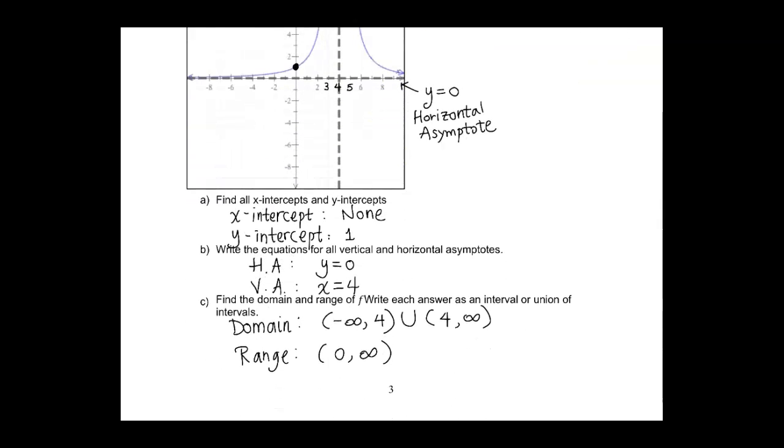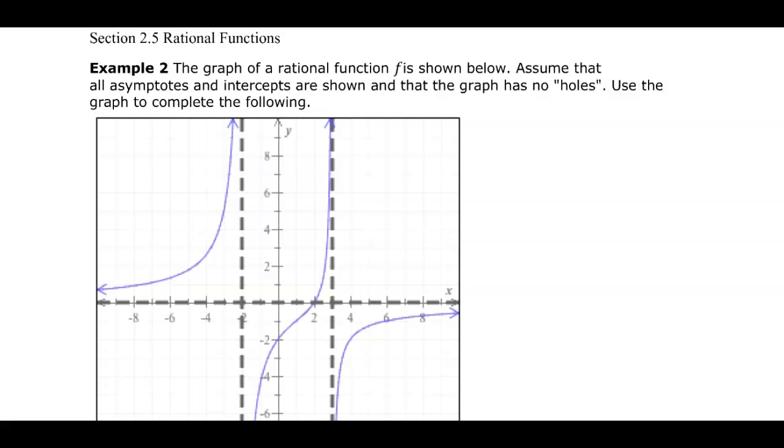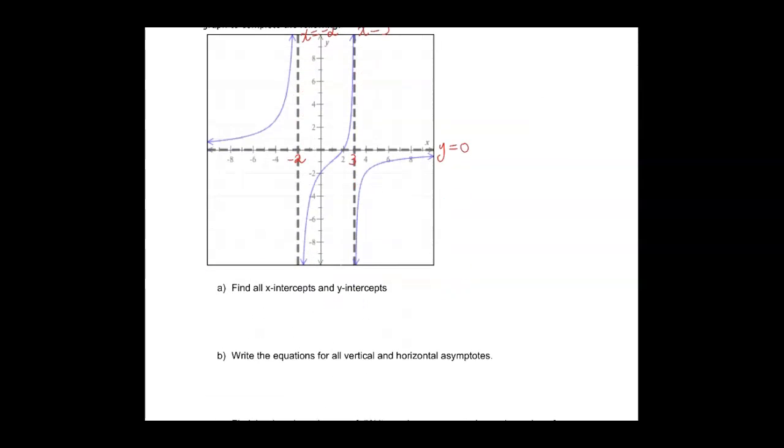Let's do one more reading graph problem. Example 2. The graph of a rational function f is shown below. And as I can see, I have two vertical asymptotes. The first vertical asymptote is at x equals 3. And the second vertical asymptote is at x equals negative 2. Okay? How about the horizontal asymptote? We see another one at y equals 0, right on that x-axis. So I think that's what part B is. They wanted you to find the vertical asymptote. I can say x equals negative 2 and x equals 3, just reading the dotted lines. And the horizontal asymptote is at y equals 0.